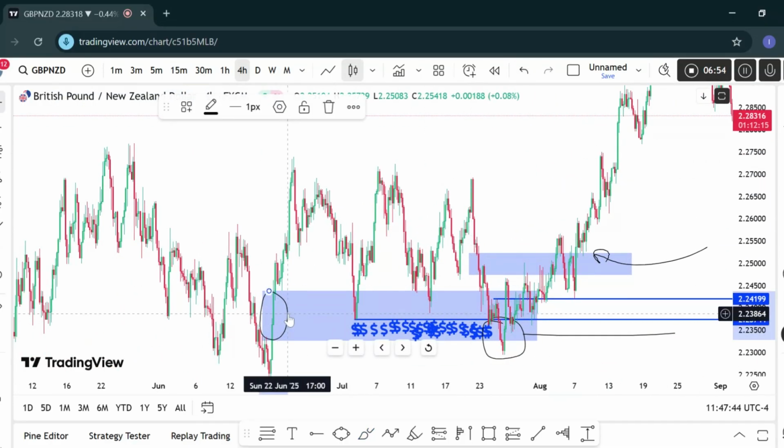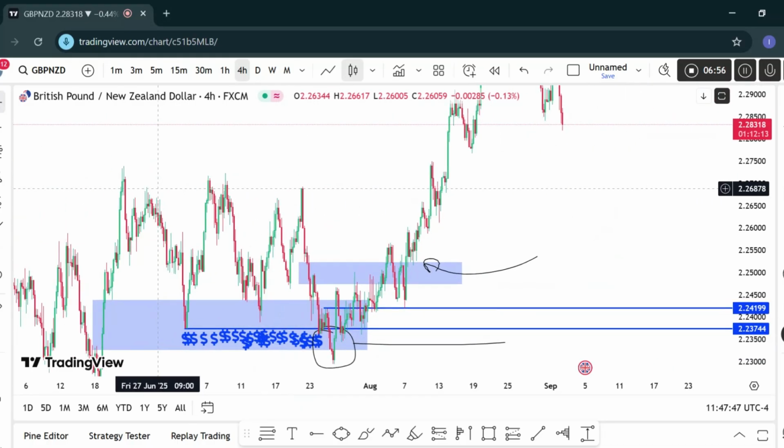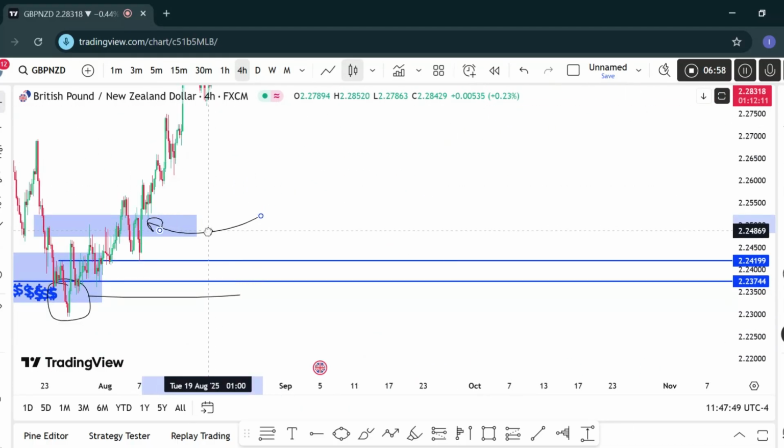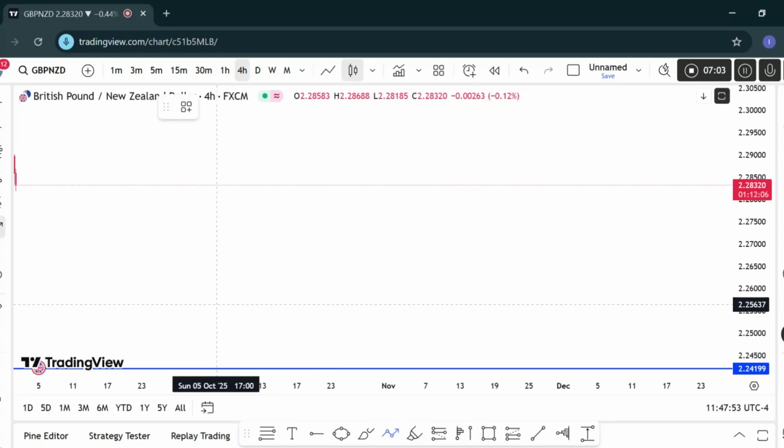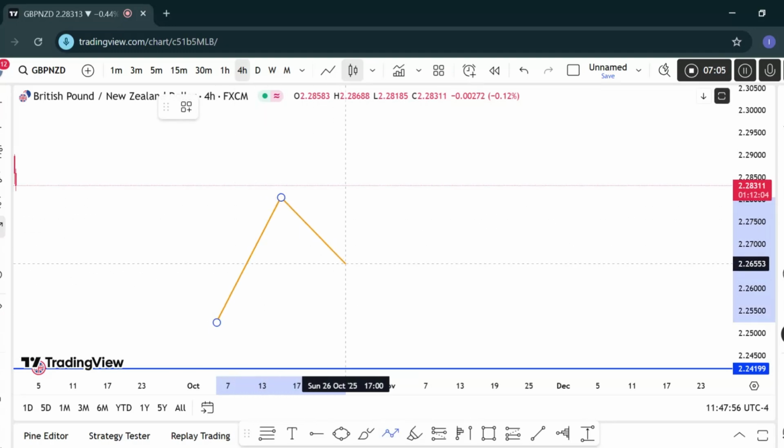So the market makers, let me tell you here in a very easy way what you need to look for. You need to find a fair value gap.